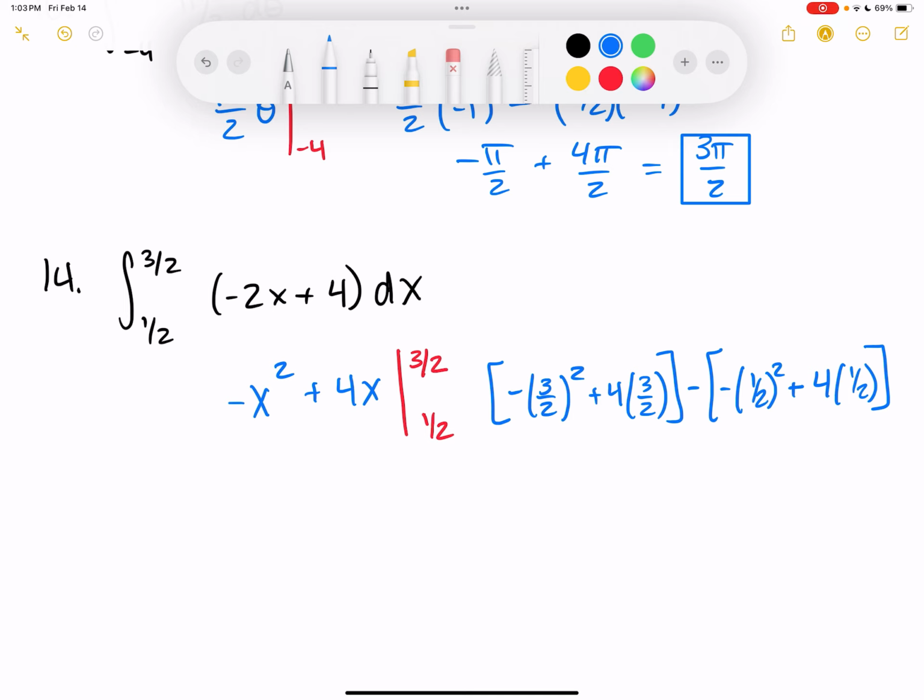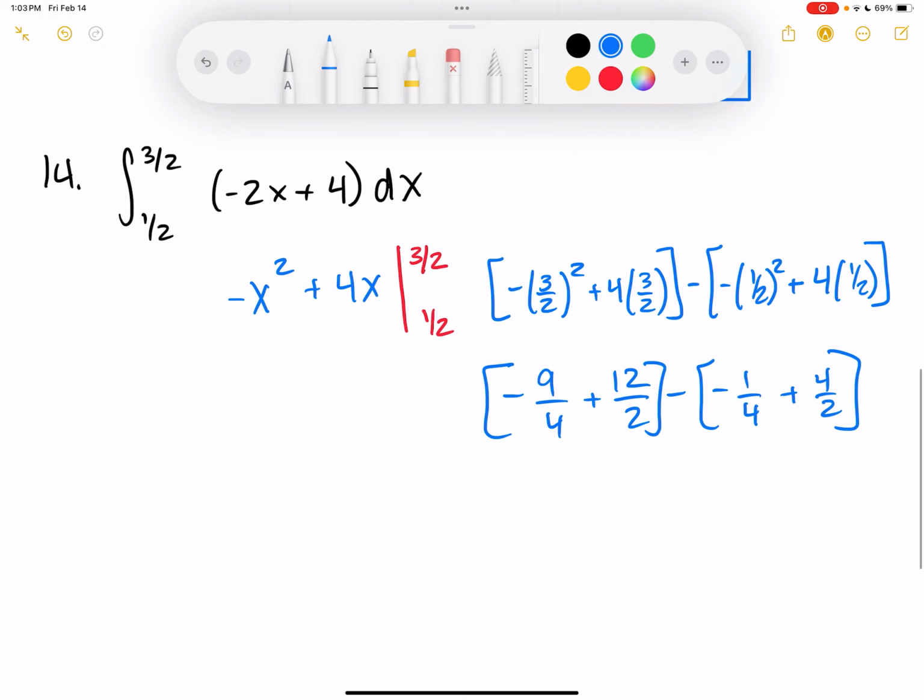So this is negative 9/4 plus... I'm deciding if I want to go ahead and simplify this or not. No, I'm going to leave it as 12/2 minus negative 1/4 plus 4/2. Oh, I think I can't simplify this because I think these come out to nice numbers.